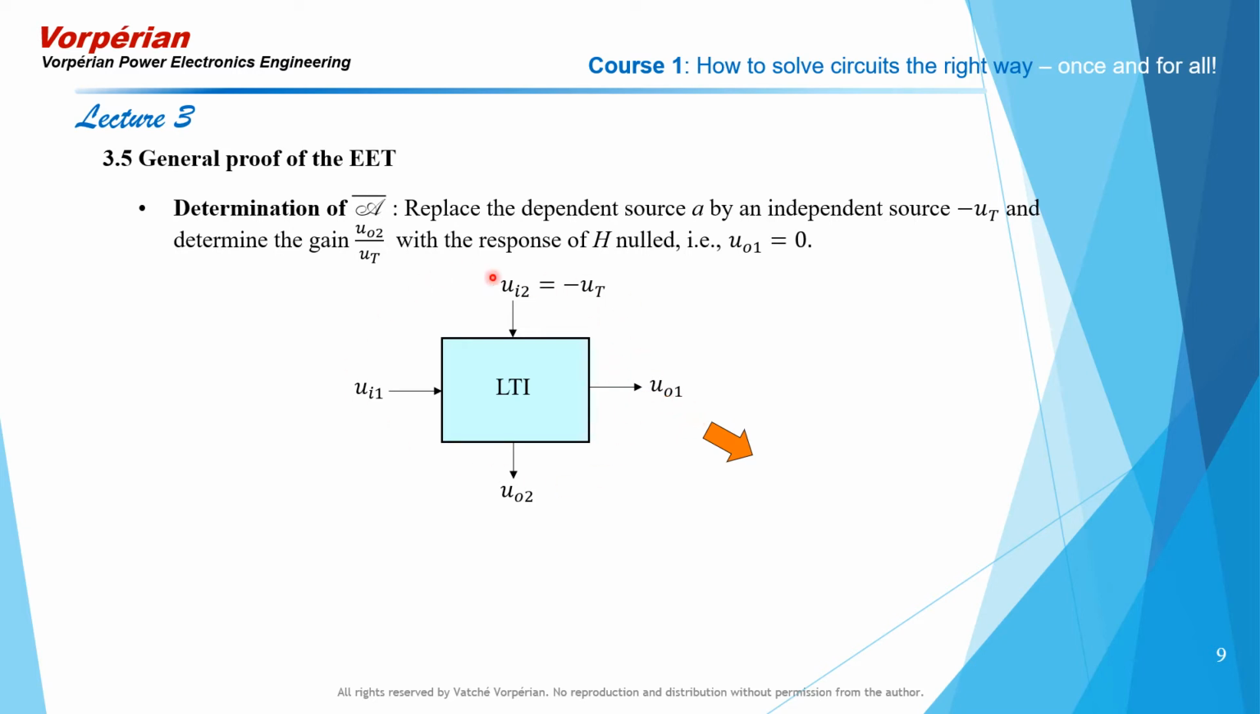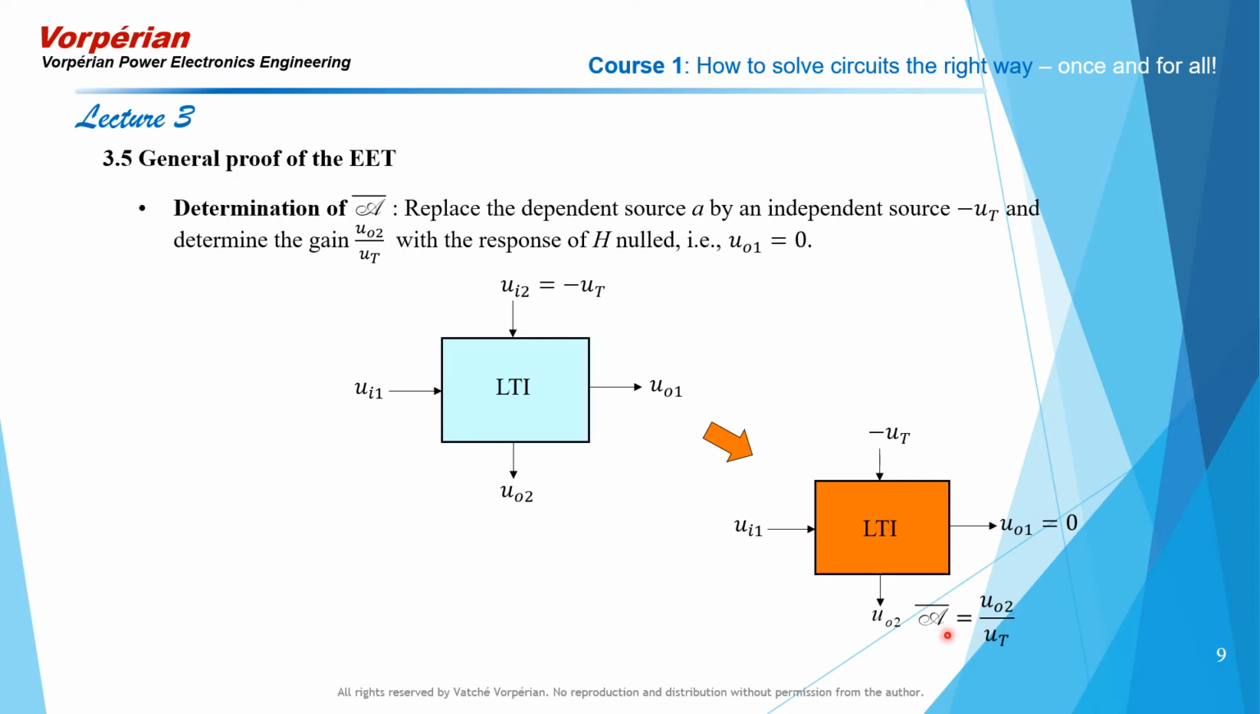When you do that operation, this is what you get for a block diagram. Input 1 is present. The dependent generator has been replaced with an independent version of it pointing in the opposite direction. And the two together are nulling the response. In the first case, when you were doing Roman a bar, the null inverse gain, you were setting this equal to 0. When you do the script a bar, then you're setting the response to 0. And under these conditions, you determine the gain output 2 to minus ut, and that gives you a bar.